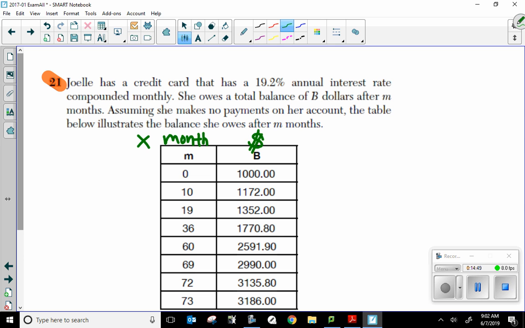Okay, this is like your X. This is like your Y. And when I say like, it is. This is your X variable. It's your Y variable. Right.